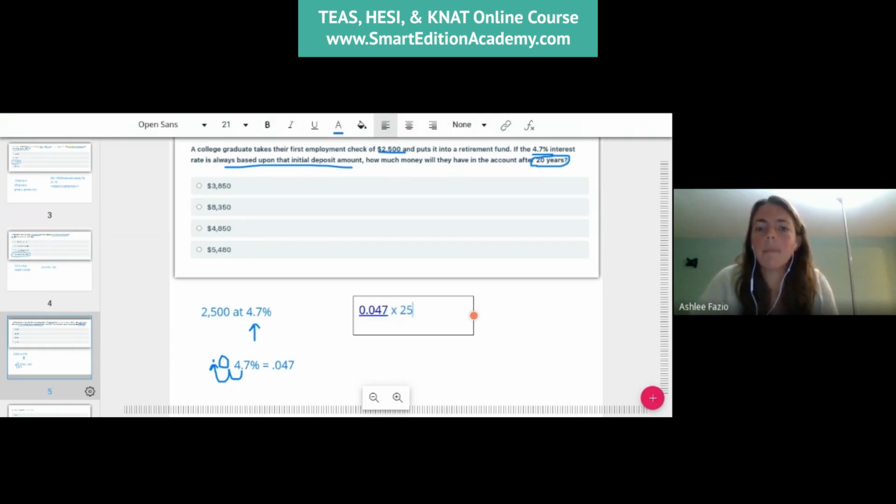So I'm going to multiply that by the 2,500. And this tells me that this college graduate is getting $117.50 per year in interest.